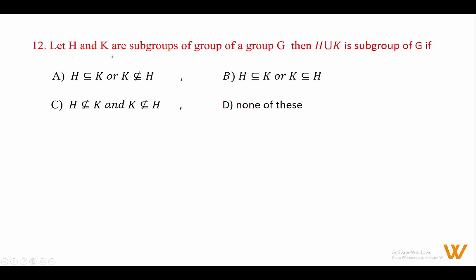12. If H and K are subgroups of a group G, then H union K is not always a subgroup, but H union K is a subgroup of G if some condition is satisfied. First one, H is a subset of K or K is not a subset of H. No, this is the wrong answer. H is a subset of K or K is a subset of H. This is the correct answer. Option B is the answer. If H is a subset of K or K is a subset of H, then H union K is a subgroup of G.